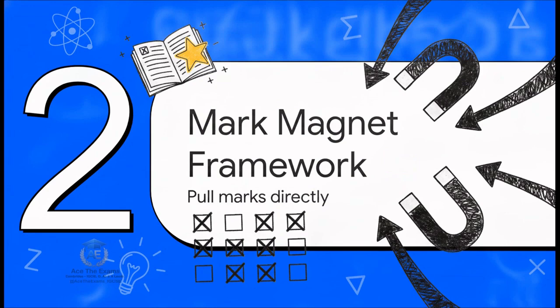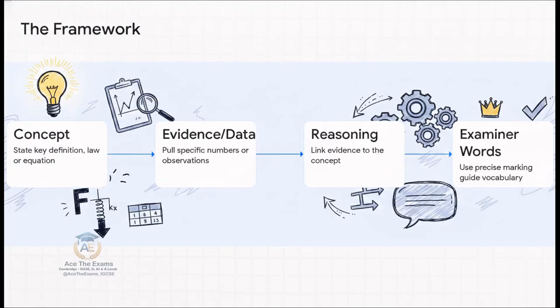Section 2: the Mark Magnet Framework. Let me introduce you to the Mark Magnet Framework. This is a bulletproof exam strategy explicitly designed to pull marks directly from the Cambridge mark scheme onto your paper. It literally forces you to stop writing like a student who's just trying to remember a textbook and start writing like an expert who's actively checking boxes on an examiner's grading sheet. It has 4 mandatory steps.